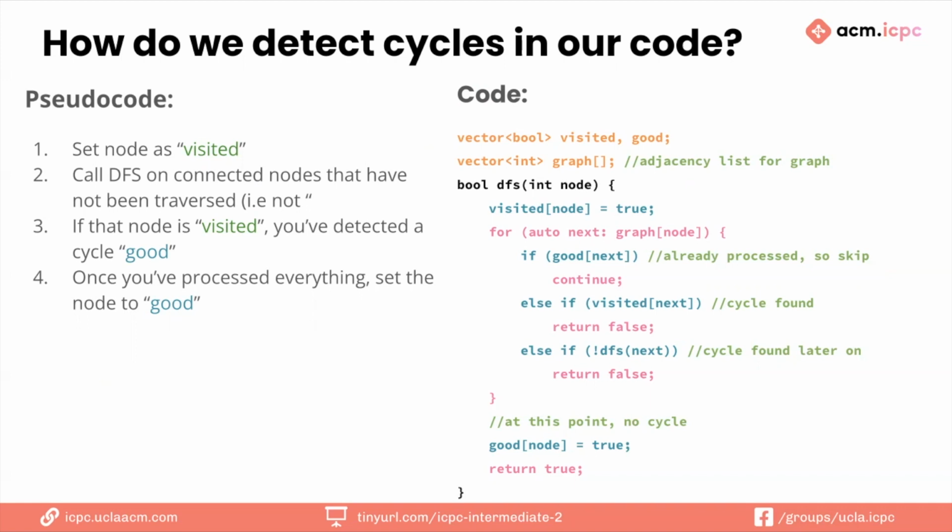Are there any questions about this? The premise makes sense, right? It's just DFS, and if you find the node you visited before, you found a cycle. But in application, it can be pretty confusing. Like first, intuitively, it feels weird to have a visited and a good. Like if you visited before, shouldn't it not matter? But are there any questions about this?